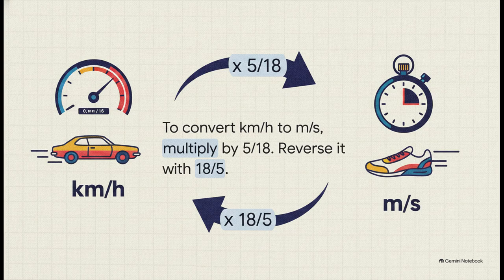Okay, here is one of my absolute favorite time savers for speed and distance problems. Test makers love to mix units, right? Giving you speed in kilometers per hour, but asking for an answer in meters per second. Please do not do the long math. To convert kilometers per hour to meters per second, just multiply by 5/18. Going the other way, multiply by 18/5. Memorize these fractions, they are totally crucial.